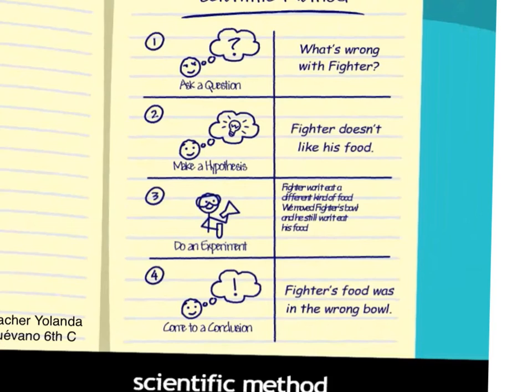Let's check it. Here we have an example. What is the question? What's wrong with Vita? Remember, Fighter is Ben's dog. The hypothesis is that Fighter doesn't like his food. The experiment they do is Fighter won't eat a different kind of food. We moved Fighter's bowl and he still won't eat his food. What was the hypothesis? Fighter doesn't like his food. The conclusion is that Fighter's food was in the wrong bowl. We're going to check that in the video later.